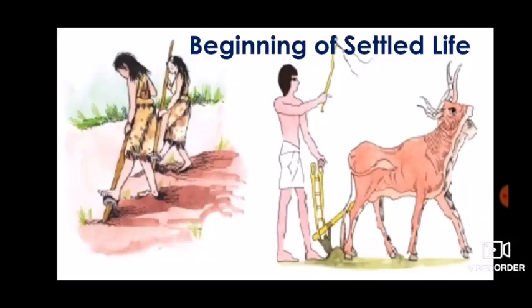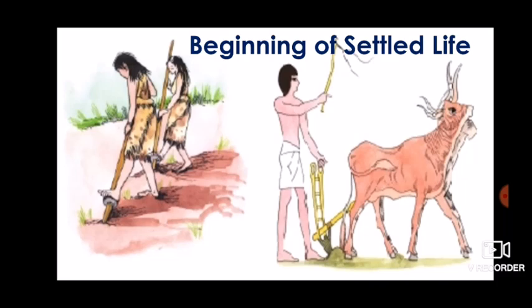Good morning, students. Let us start with our next chapter in EVS Part 2. The name of the chapter is Beginning of Settled Life. In the previous chapter, we learnt about how the Stone Age man moved from shelters to village settlements. In this chapter, we will learn about how we began to live a settled life.